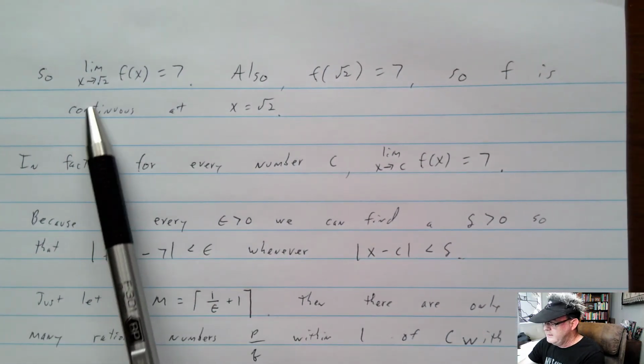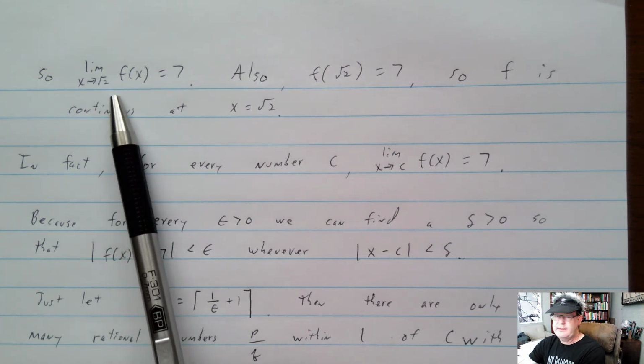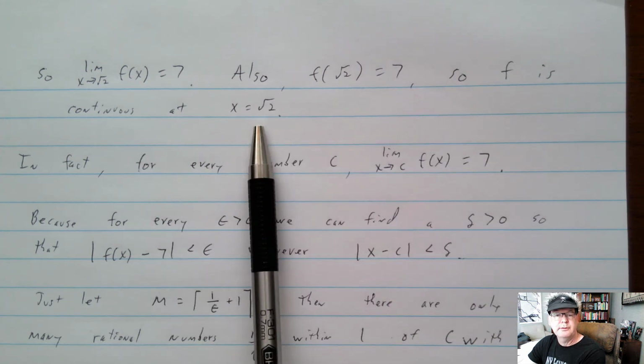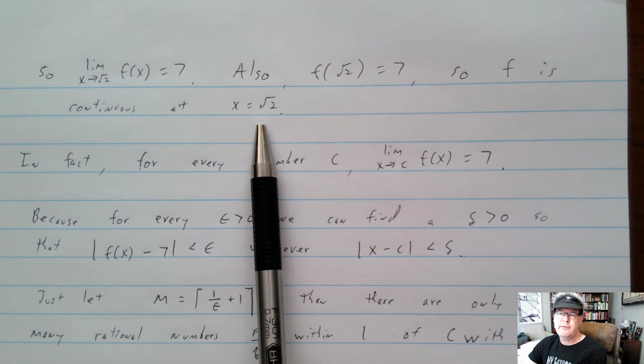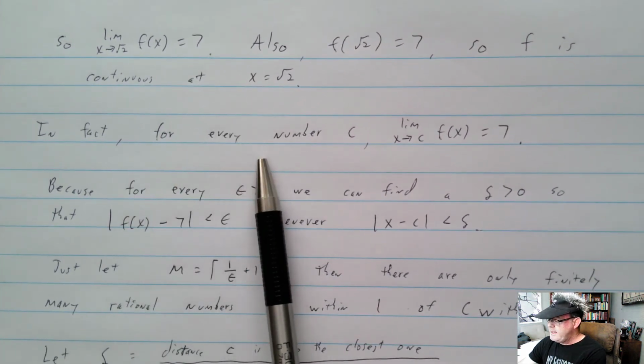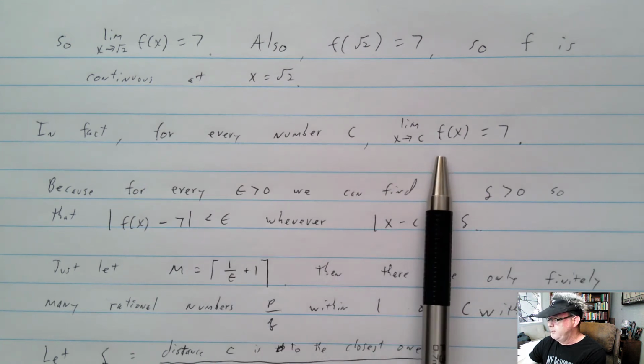So as stated, the limit as x goes to root 2 of f of x is 7. f of root 2 is 7, so f is continuous at root 2. And actually what we did works for every real number as far as the limit goes. For any number, the limit as x goes to that number will be 7.